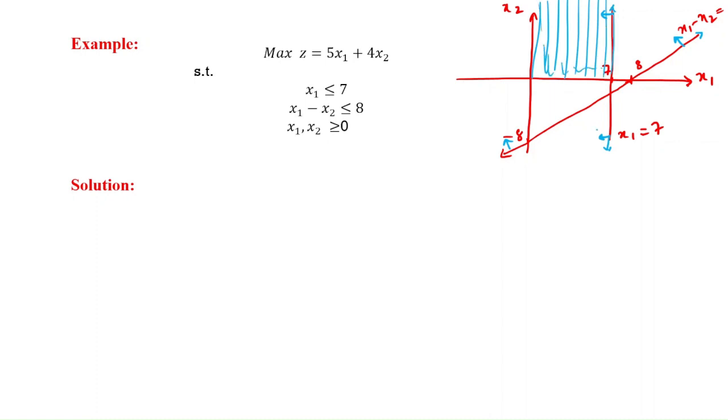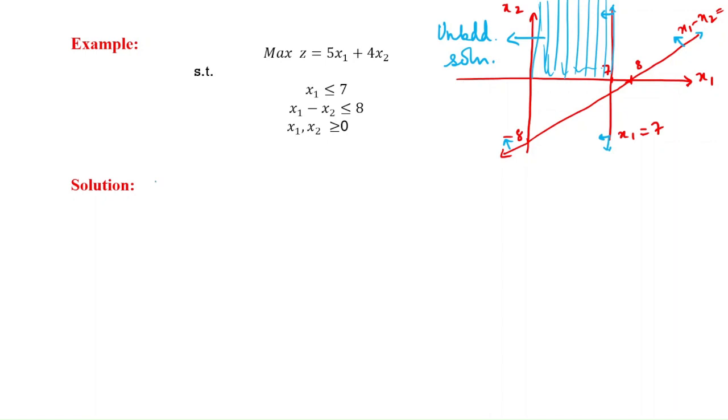Even if x1 would remain 7 only, we can't tell anything about x2, and we have to find out the maximize z. So according to the objective function, we are getting an unbounded solution here. So graphically we could find out and examine that this is an unbounded solution, but how could we identify it using the simplex method? Let's consider.